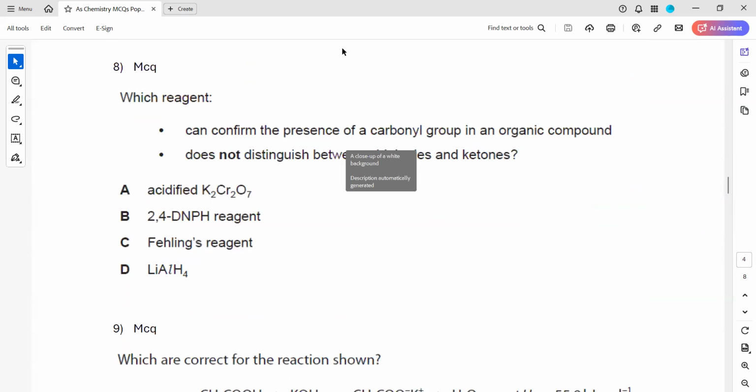In question 8, which reagent can confirm the presence of a carbonyl group in an organic compound and does not distinguish between an aldehyde or a ketone? Like we can say that there's a carbonyl group, but we cannot distinguish whether it is an aldehyde or a ketone.